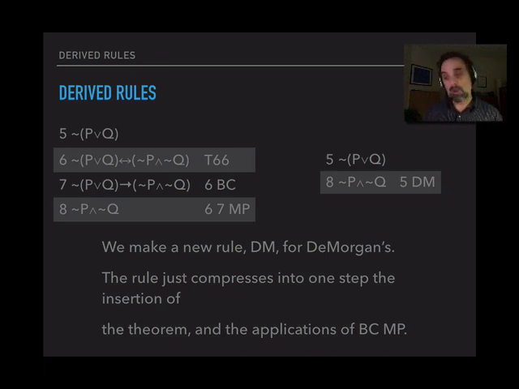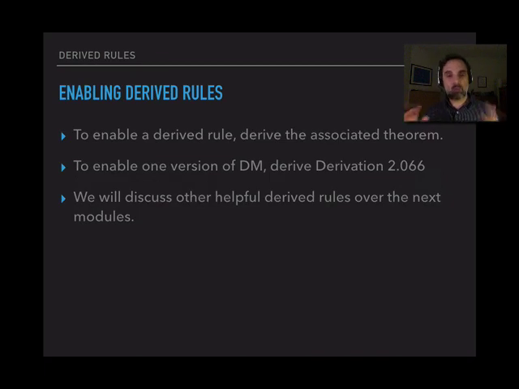Derived rules are useful because they can help us go through steps more quickly once we've derived them. Now, any derivation you can do with a derived rule, you can do without a derived rule. That's why they're okay to use, but they're helpful. So, if you want to enable a derived rule, what do you do? Well, you find the associated theorem. And so to enable this version of De Morgan's that I've been showing you, you would do derivation 266.